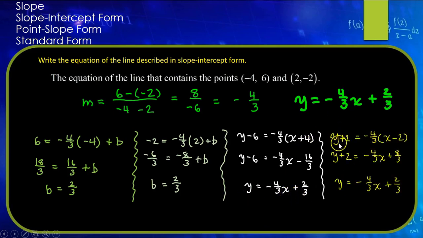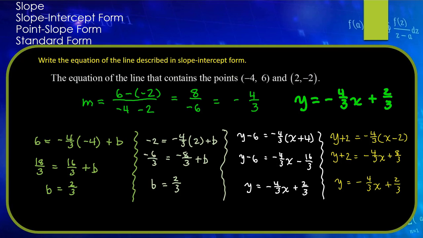Likewise with this: y plus 2 equals negative 4/3 times (x minus 2). Distributing the negative 4/3 and subtracting 2, I end up with the exact same slope-intercept form equation. That's why the slope-intercept form equation is the one most often requested, because in slope-intercept form, there's one equation for any unique line. Whereas if I have it in point-slope form, or even in standard form, I could have multiple equations in those formats for any given line.